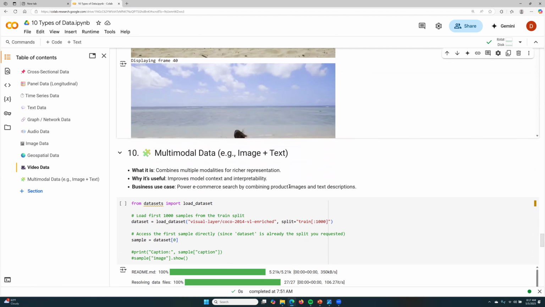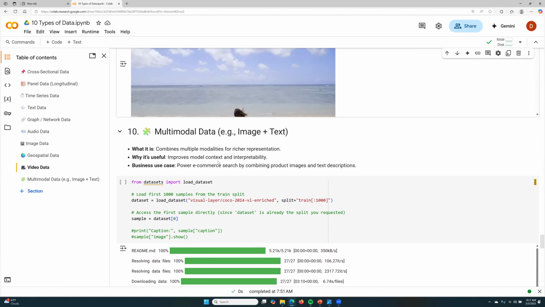And then moving on to our final type of data set, it's multimodal data. This is data that has image and text. It has multiple modalities for richer representation. Why it's useful: it improves model context and interpretability. The business use case would be to power e-commerce search by combining product images and text descriptions.